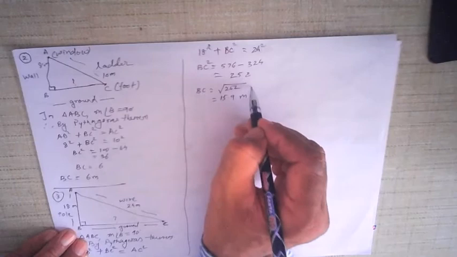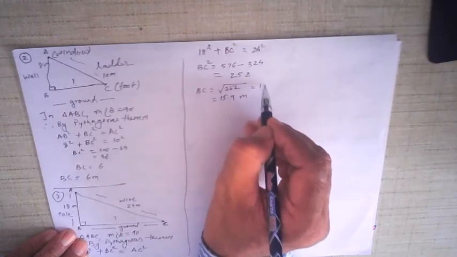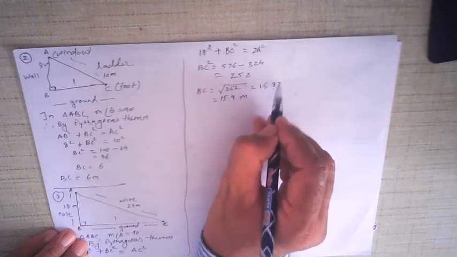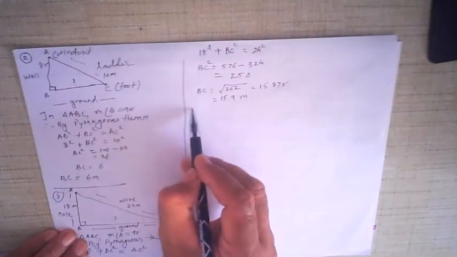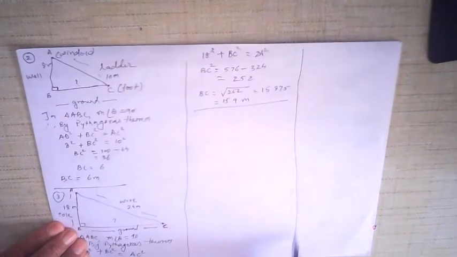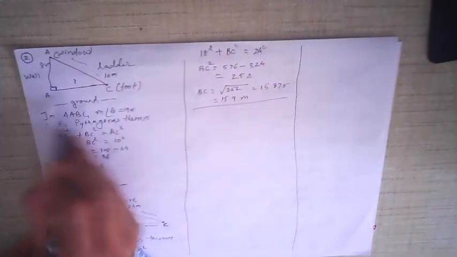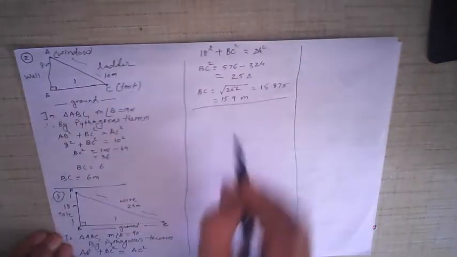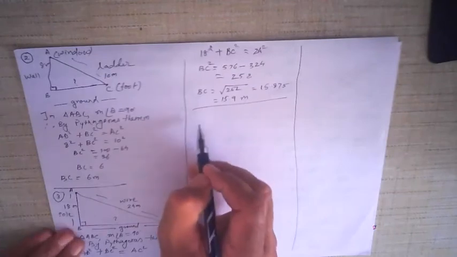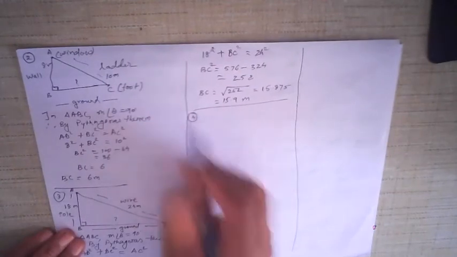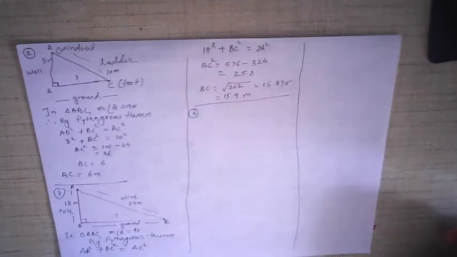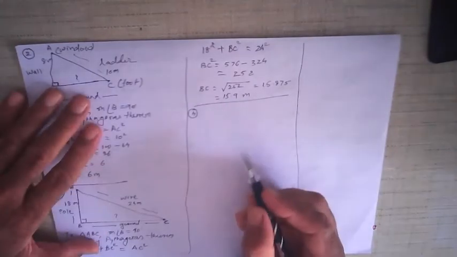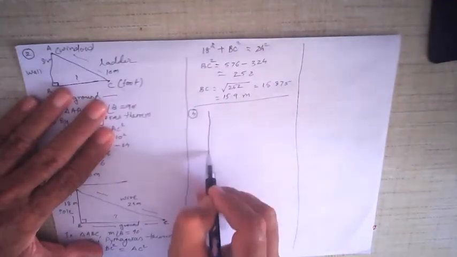So this is approximately 15.9. This is the second one. That means the distance from the ground is 15.9 meters. Now let us see the next one. Another one, again a similar type but slightly different.